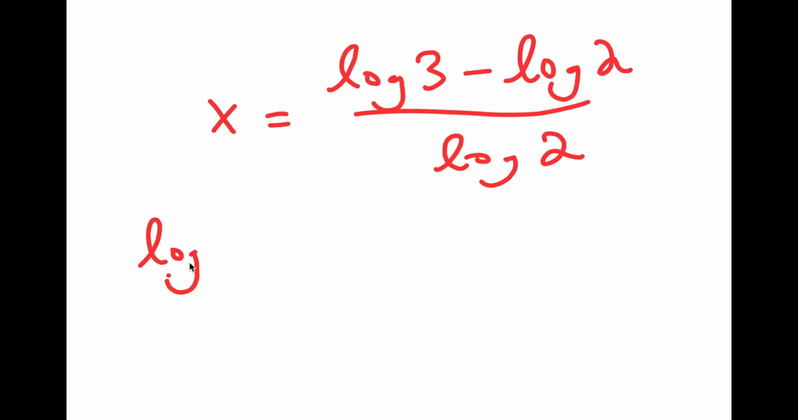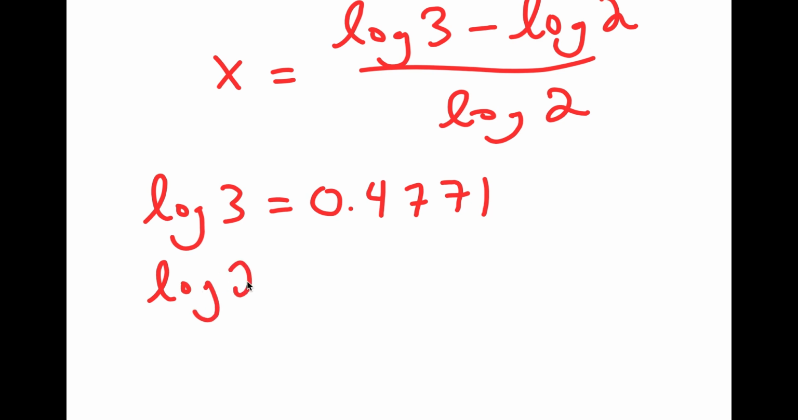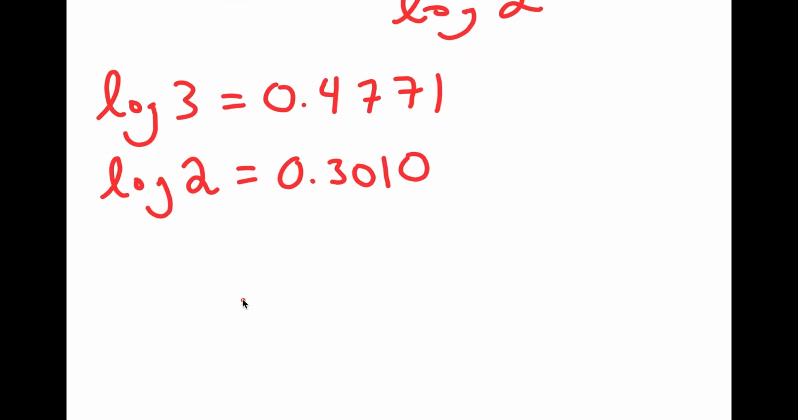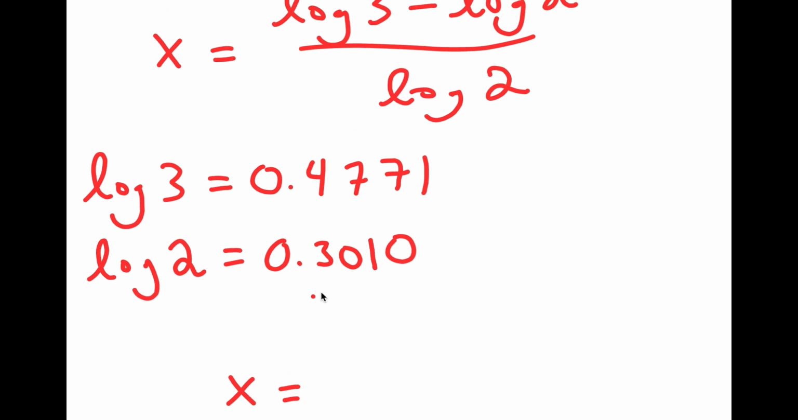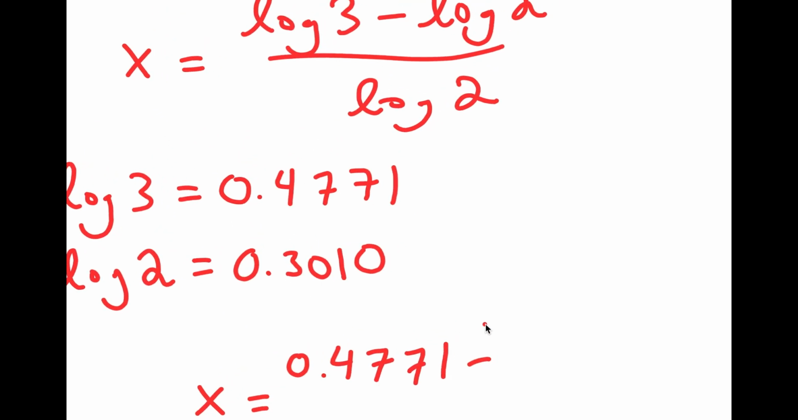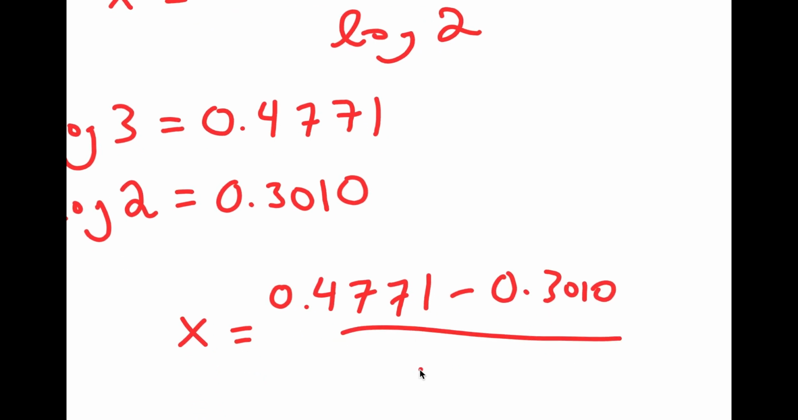Log 3 is equal to 0.4771. Log 2 is equal to 0.3010. So if I plug these values into my equation there, I get x is equal to 0.4771 minus 0.3010, all over 0.3010.